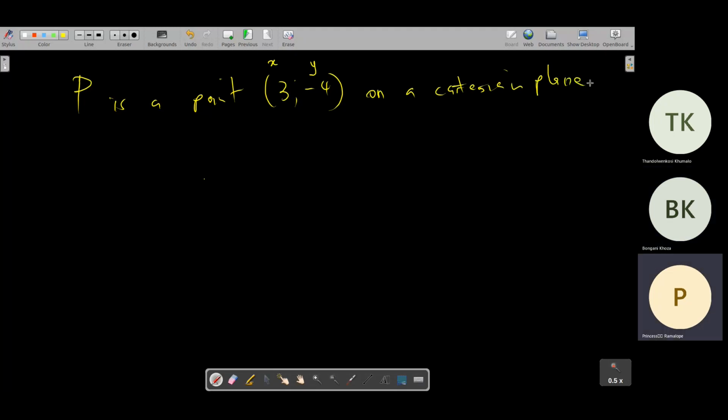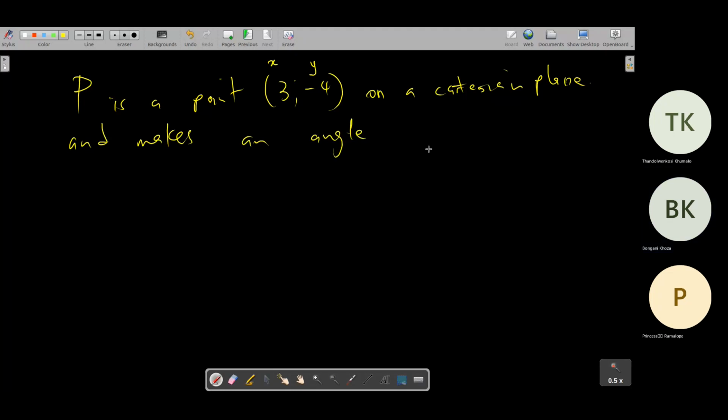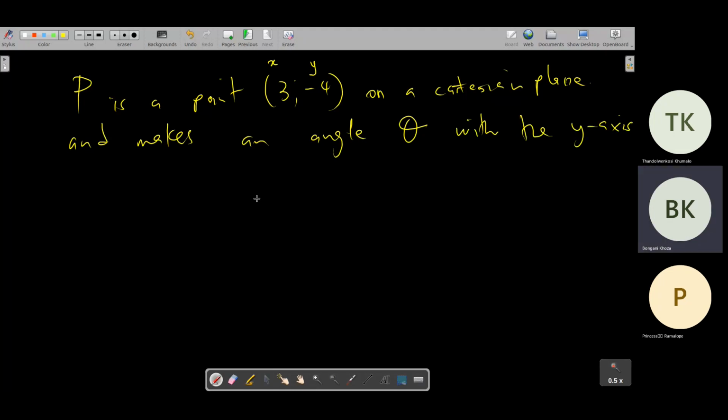It's still a trigonometry topic, because these are trig ratios. Let's just put it under trigonometry. So P is a point (3, -4) on a Cartesian plane, which makes an angle theta with the y-axis from the origin. So this is the English they gave us.